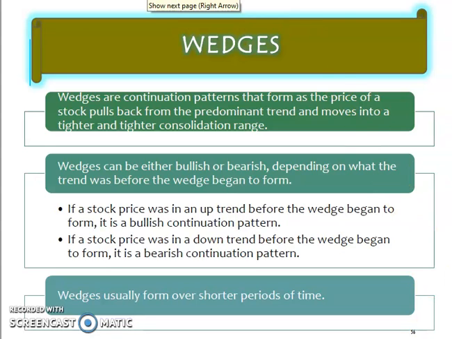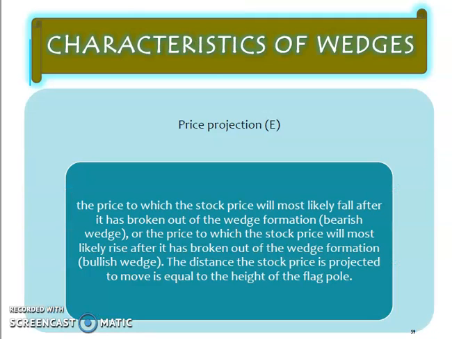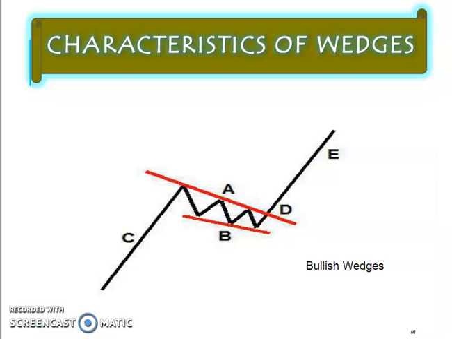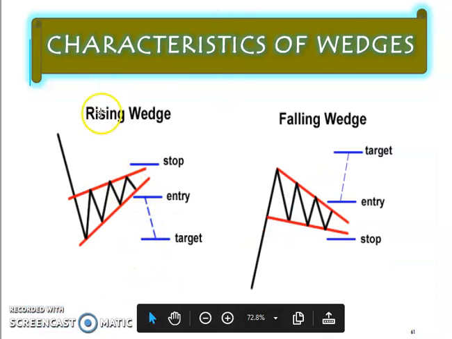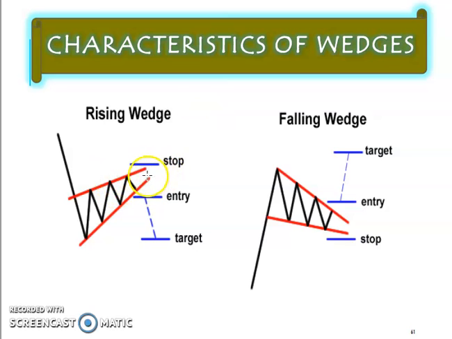Let's look at how it looks. The characteristic is similar, 5 points. For the pennant just now, we can see that the resistance and support lines converge and meet at the end. But for wedges, the resistance and support lines do not converge. They will break before the price converges.